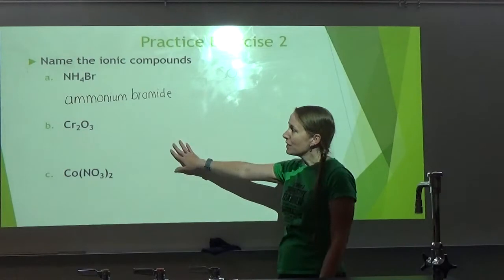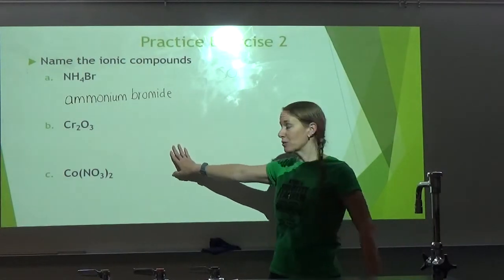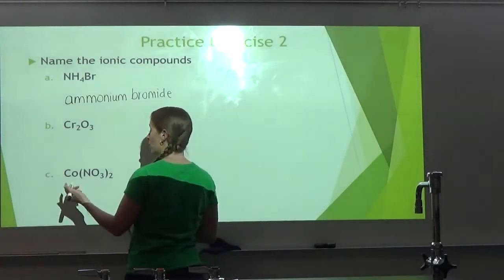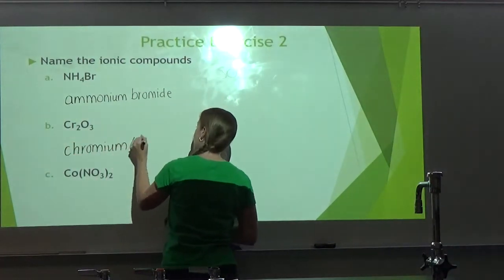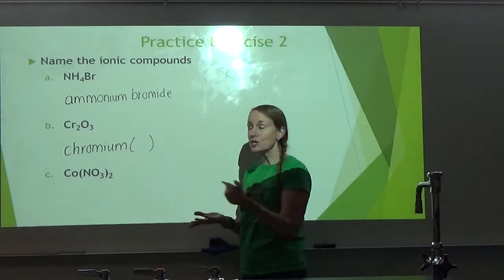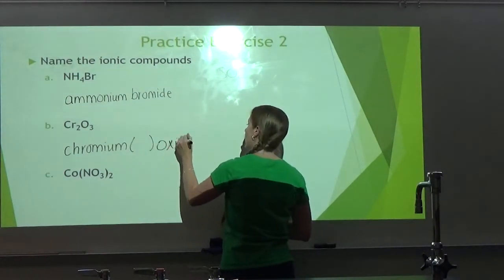All right, next we have Cr. That is a transition metal, so I am going to need a Roman numeral. Cr is chromium. I save room for that Roman numeral. Oxygen is going to be oxide because it's the anion.